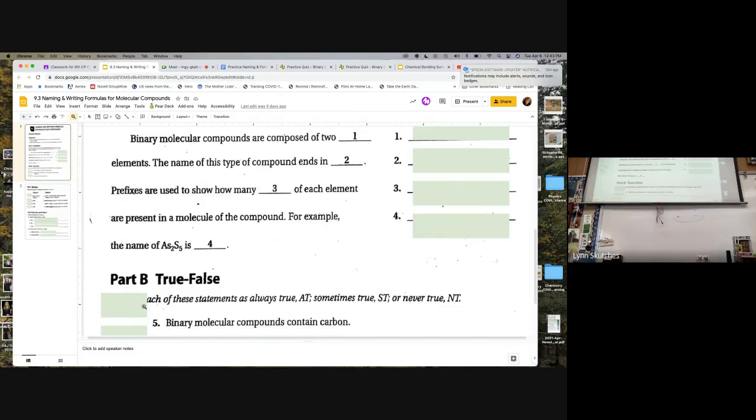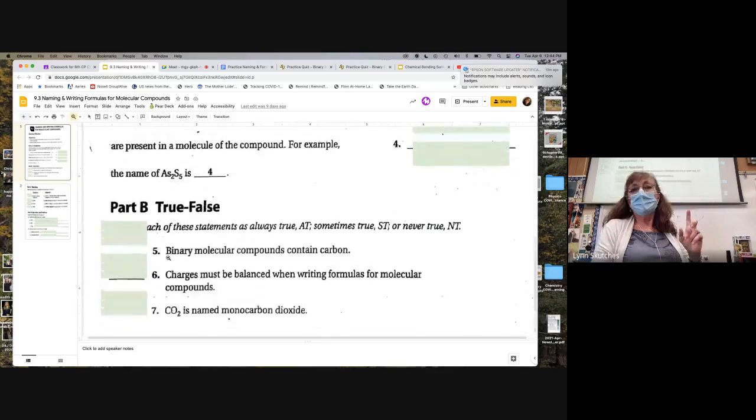Yeah. All right. So AS is arsenic. People in first period couldn't come up with that. And then S, of course, is sulfur. If there's a subscript on the first element, you have to have a prefix. If there's not a subscript, we don't use mono for the first one only.